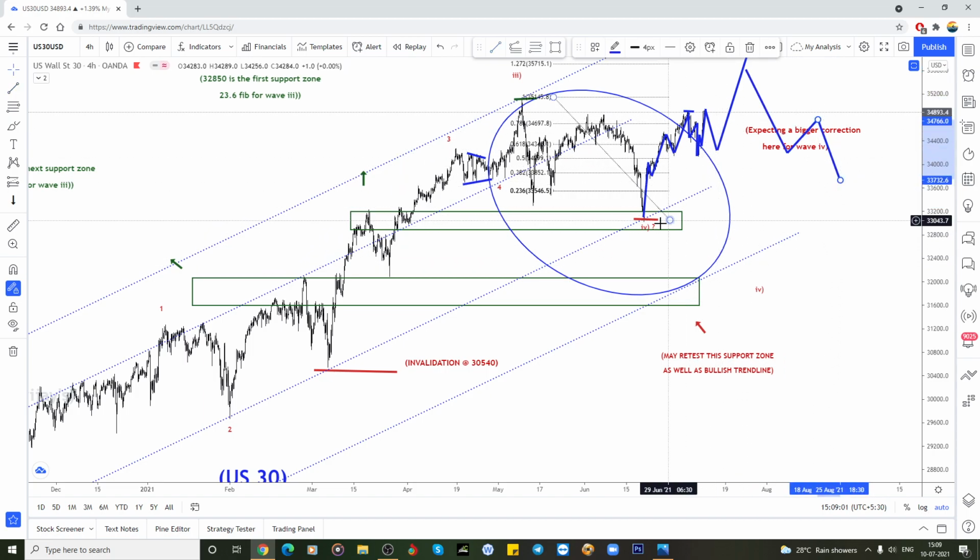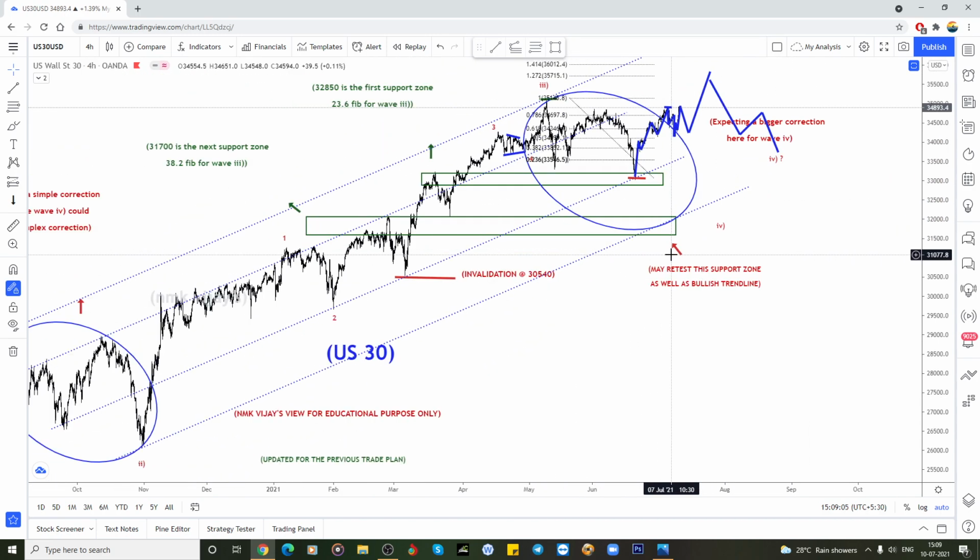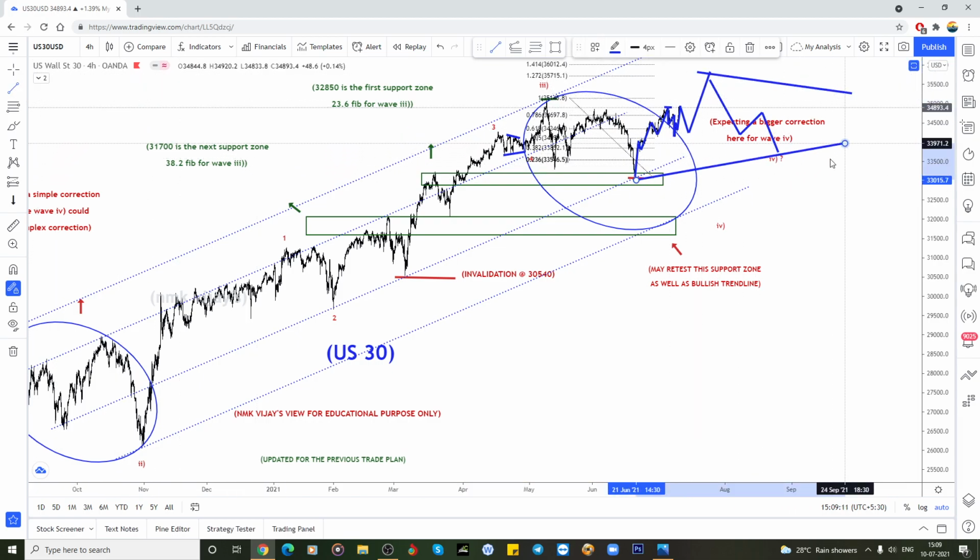So that means it's a fourth wave, or it could be a triangle. That is why I have explained here what I said. This round mark may retest this support zone. It's already dead here. May retest this support zone, can't say.